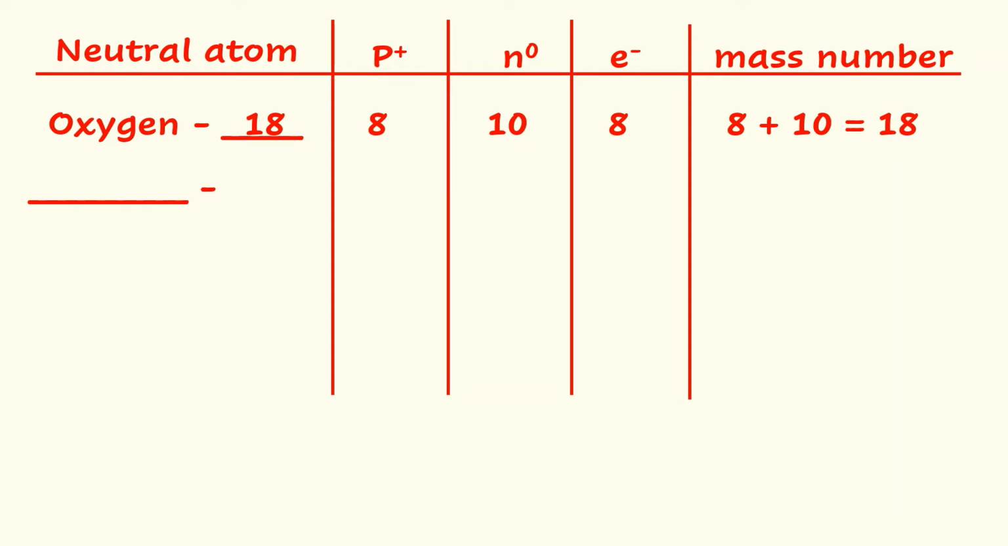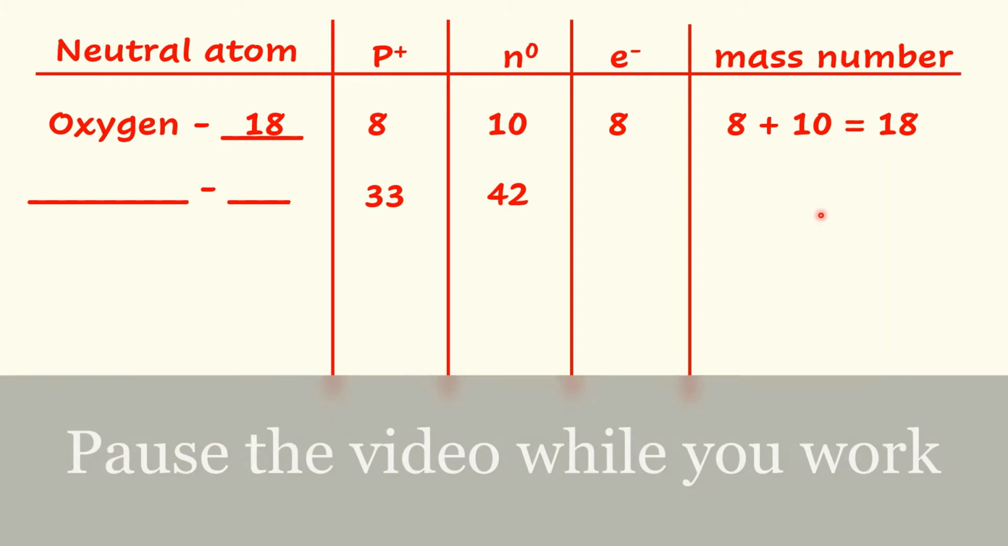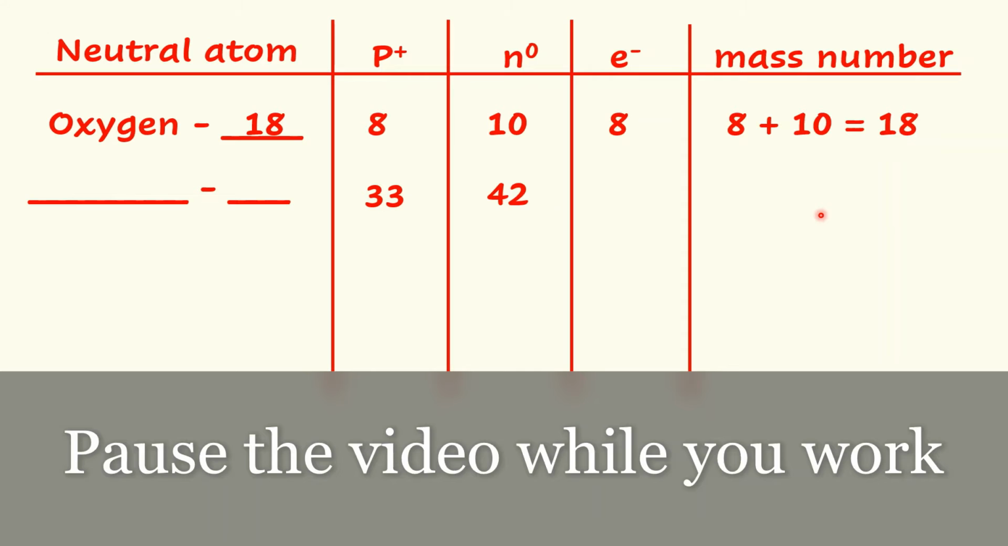Now it's your turn to practice one on your own. I gave you the number of protons and the number of neutrons this time. You need to figure out what element it is and determine what number comes after the hyphen in the hyphen notation, how many electrons there are, and the mass number. Pause the video while you work, and when you're ready, start the video up again.